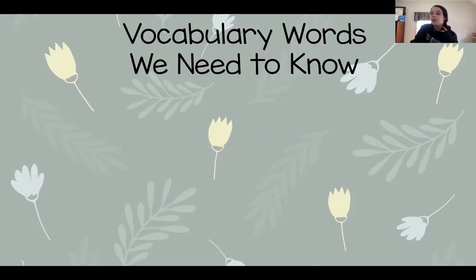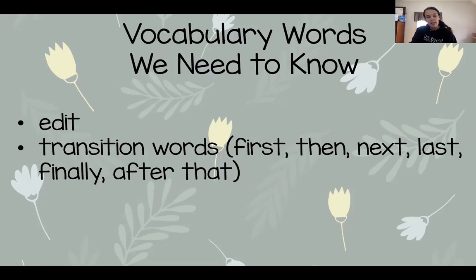Okay, here we go. Here are some vocabulary words that I need you to know. I need you to know the word edit, and I need you to know what transition words are. So quickly, I'll go over transition words one more time. But if you need more information on these, I want you to pause and go back to yesterday's video. Transition words tell the order of events, or in this case, the order of steps in our how-to writing. So transition words are words like first, then, next, last, finally, after that. They're words that tell when something happens, okay? Now, the word edit, we're going to touch base on in just a second.